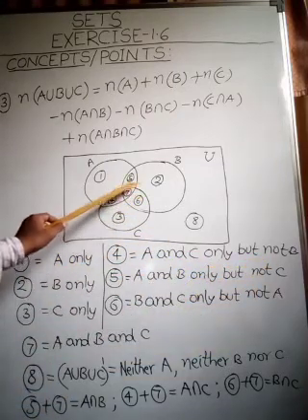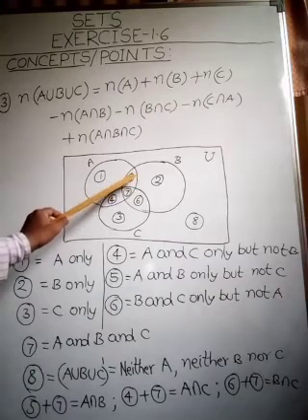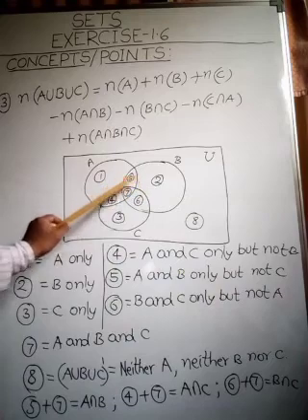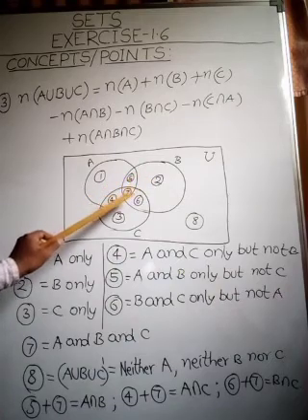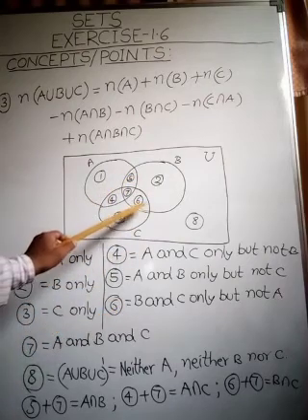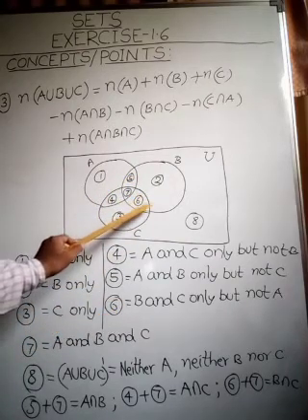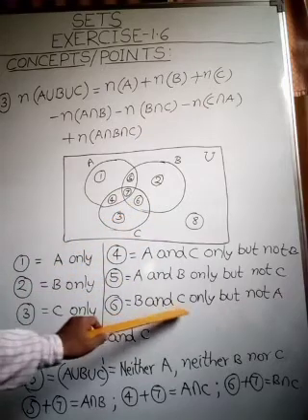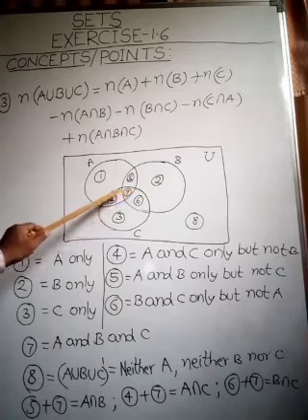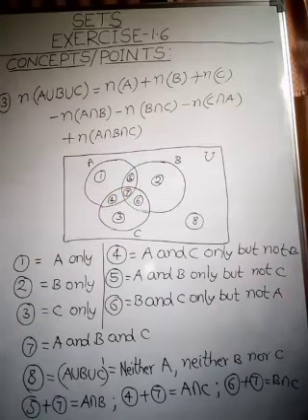Similarly, fifth part, only this part denotes A and B only, but not C. A and B, this is a common part, but not C. A and B only. Similarly, sixth part, only this part. This part denotes B and C only, but not A. And seventh part, this is a small triangle shaped part, A and B and C. That is A intersection B intersection C.